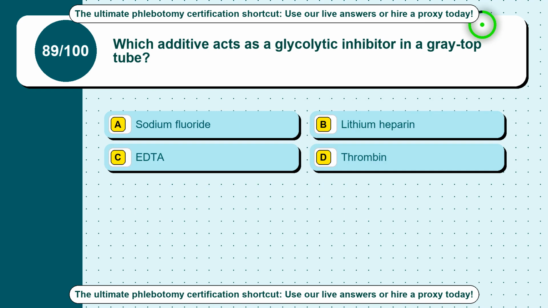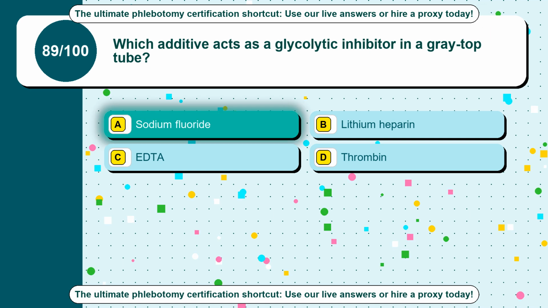Question 89. Which additive acts as a glycolytic inhibitor in a gray top tube? Option A, sodium fluoride. Option B, lithium heparin. Option C, EDTA. Option D, thrombin. The correct answer is option A, sodium fluoride.